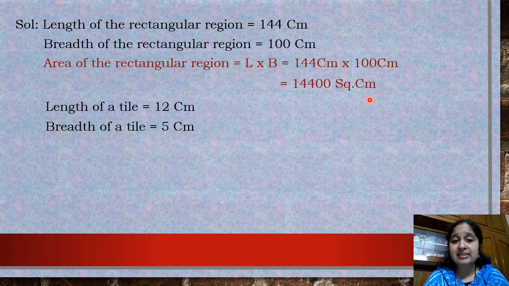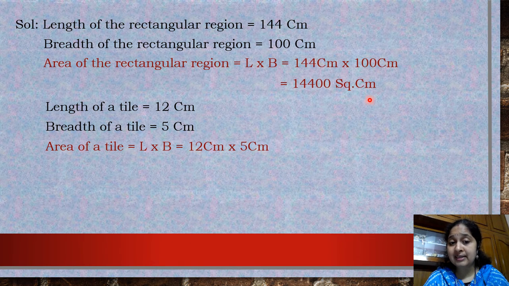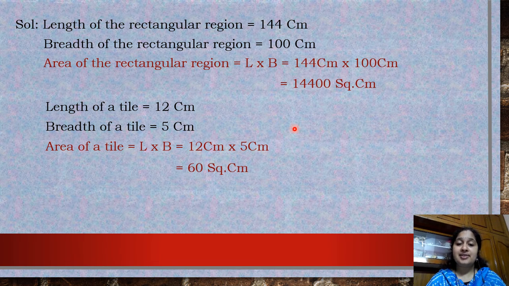Now, length of the tile is equal to 12 centimeters. Breadth of the tile is 5 centimeters. So what is the area of the tile? Length into breadth, which is equal to 12 centimeters into 5 centimeters. You all know the 5 table and 12 table. So what is 12 fives, children? Yes, it is 60 square centimeters.